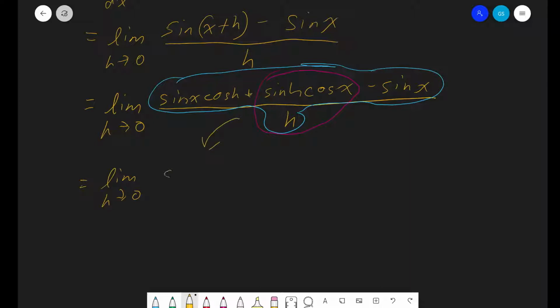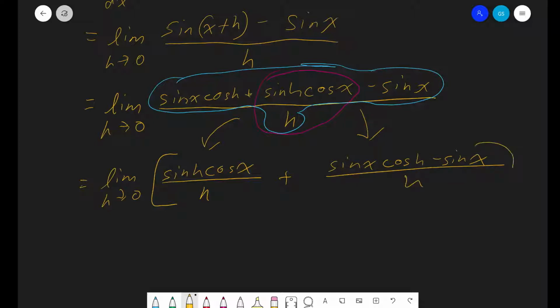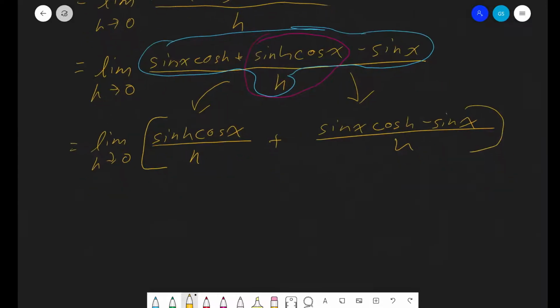So writing the pink here, this would be sine h cos x all over h plus, now writing the blue in here, this would be sine x cos h minus sine x all over h, right? I'm just splitting up the fraction. Nothing fancy here. Now taking the limit of h approaching 0.